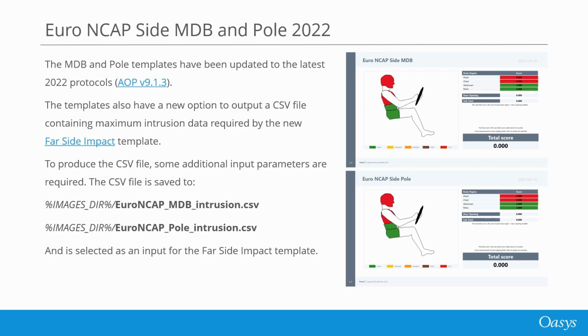Next, the Euro NCAP side MDB and pull templates have been updated to use the latest assessment protocol, version 9.1.3, as well as changing the layout to landscape. Additionally, these templates offer the option of outputting an intrusion data file, which is written to the images directory. This can then be used as an input to the Euro NCAP far-side impact assessment template, and I will demonstrate this shortly.